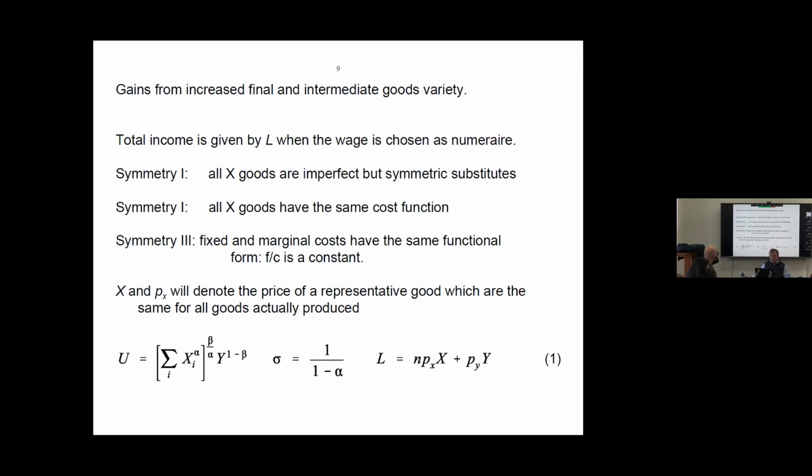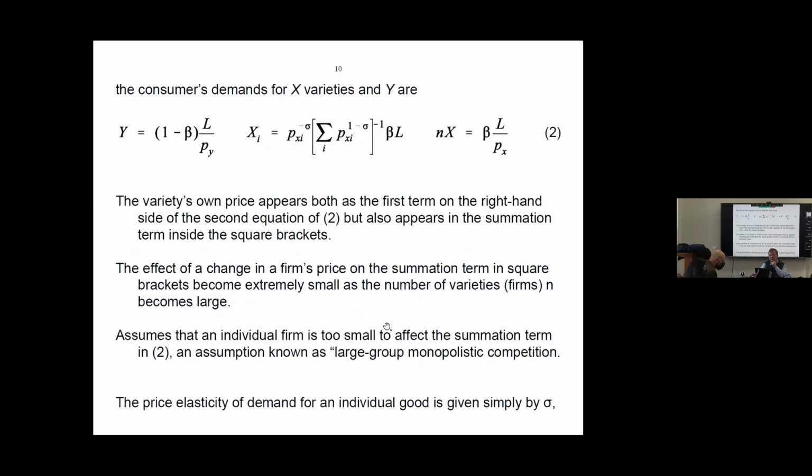Again, sigma is 1 over 1 minus alpha. The budget constraint is the number of varieties times the price of a representative variety times the output of a representative variety, plus PY times Y. So there's no profits in the model. The free entry assumption assures that those are not present.